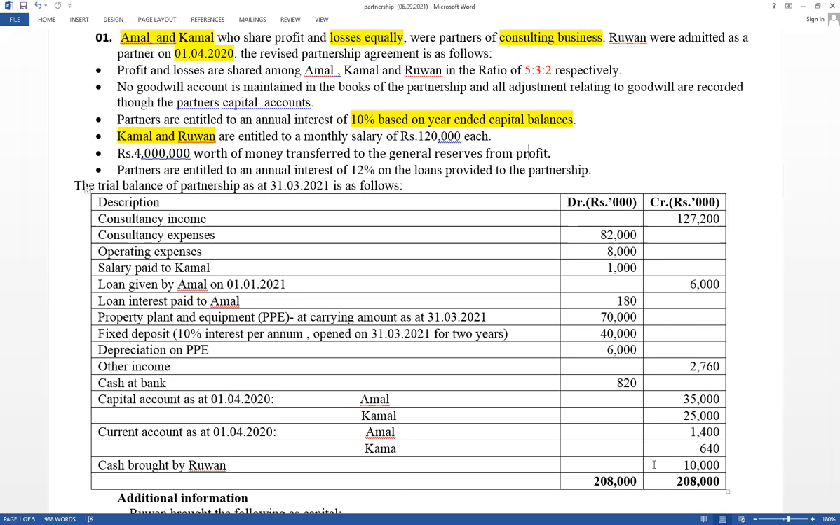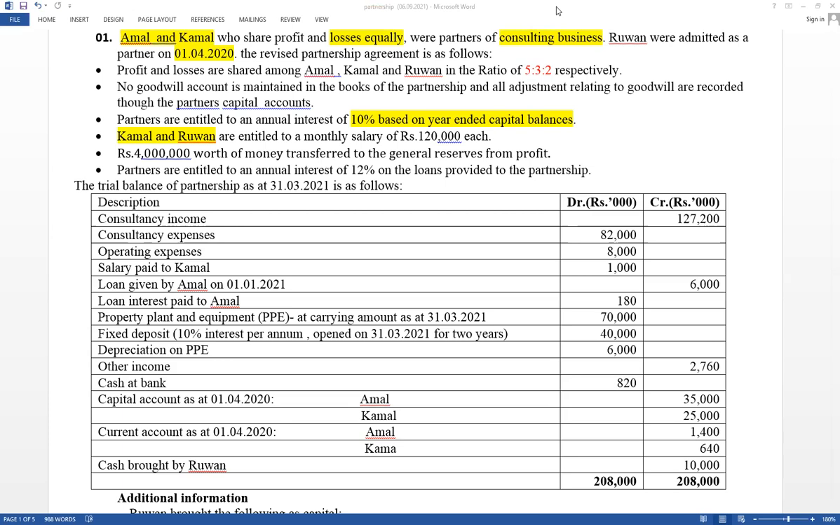Then think about the appropriation part. A new partner is also available during the accounting period, and cash brought by the new partner is also available in the trial balance. What is the meaning? It has already been recorded. What is the double entry? Cash account debit, capital account credit. Therefore, cash brought by Ruan, there was a double entry. That is the reason it is available in the trial balance.